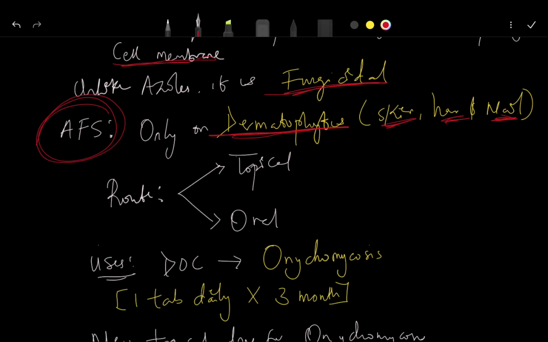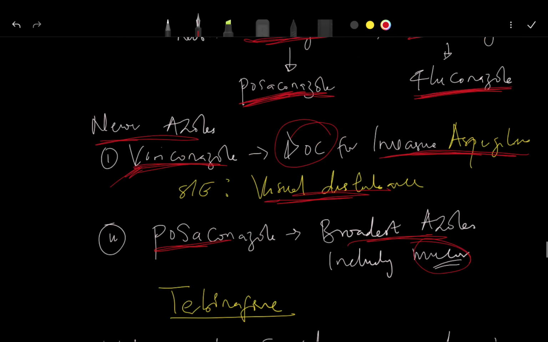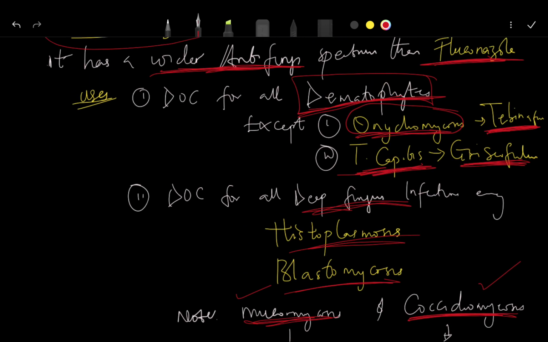So how do we give it? We can give it topically, and we can give it orally. It is a drug of choice for onychomycosis. We've seen it earlier on, where I said for onychomycosis we give terbinafine.